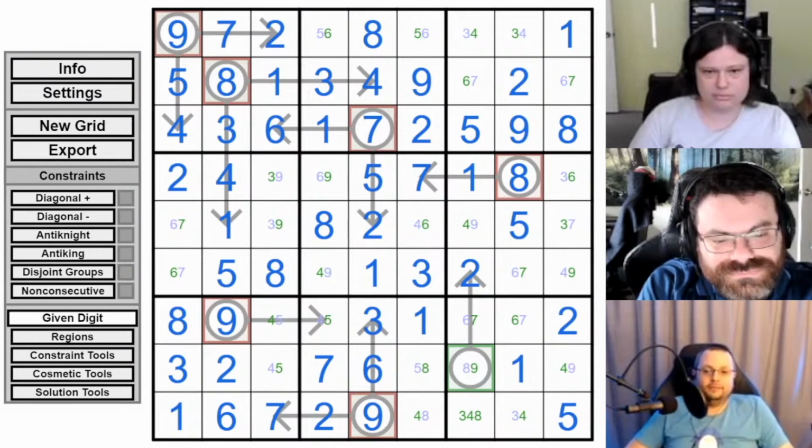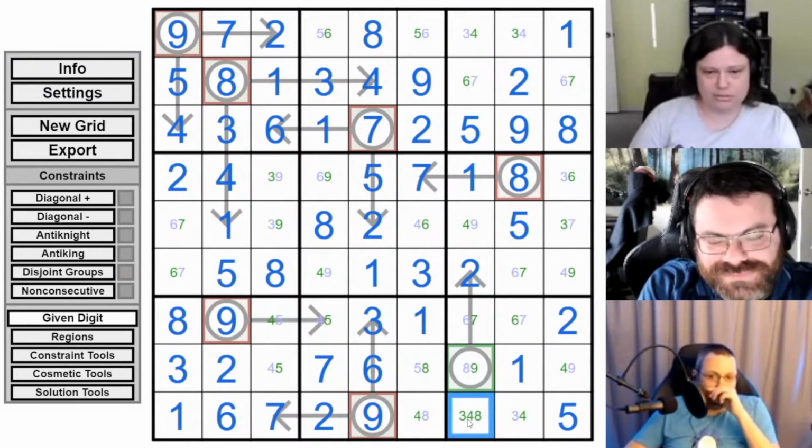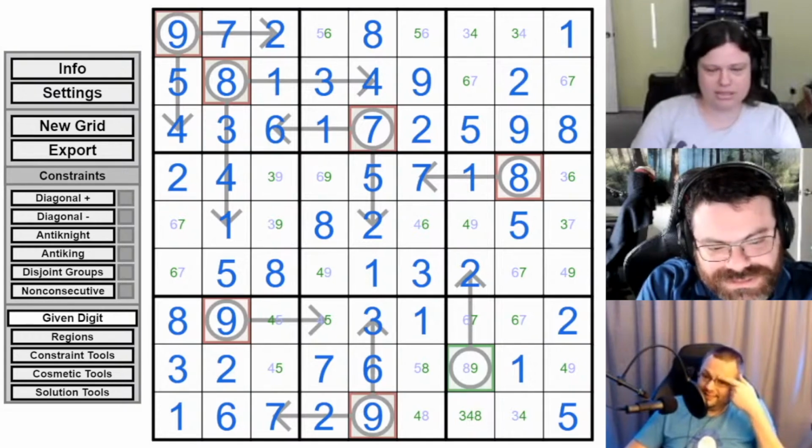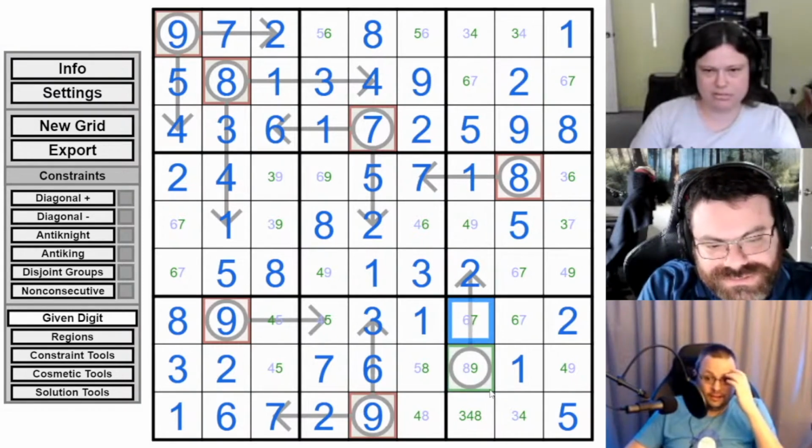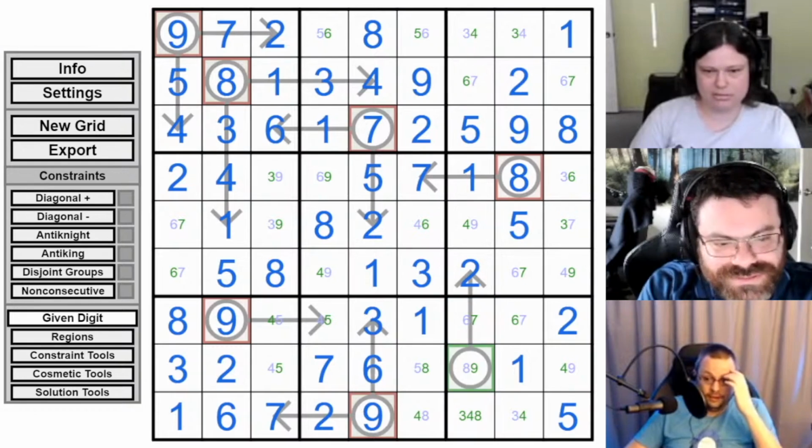Giving any of these 3 literally solves the puzzle. That's hilarious. Or yes, just giving that 6 does it, right? Or no, giving this 7 does it. Yeah, pretty much anything here. I just don't know how we would not overlap.